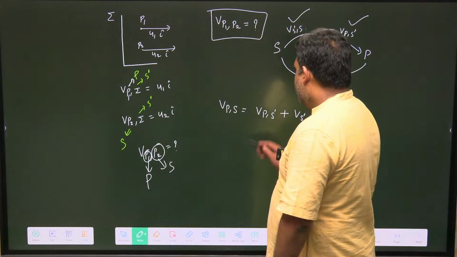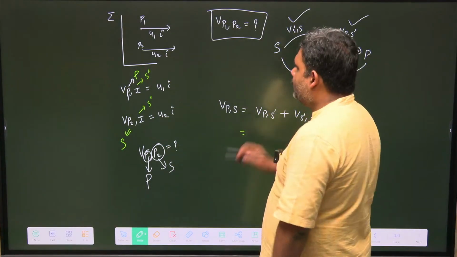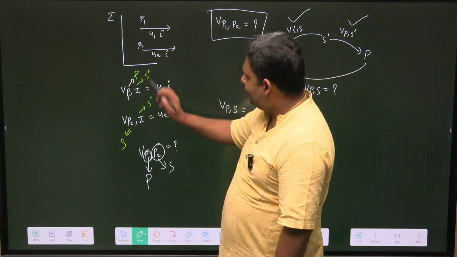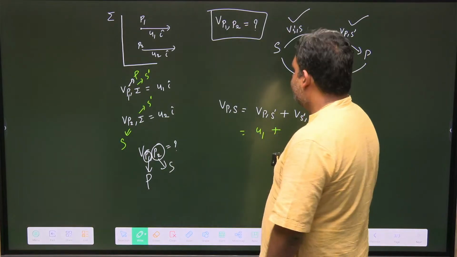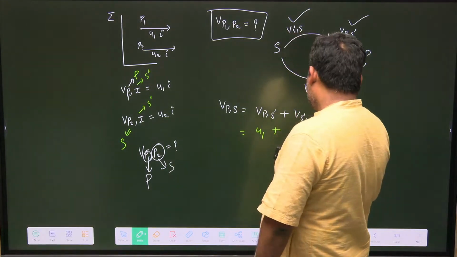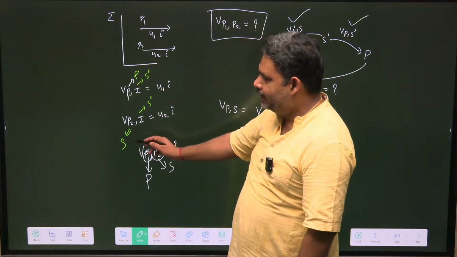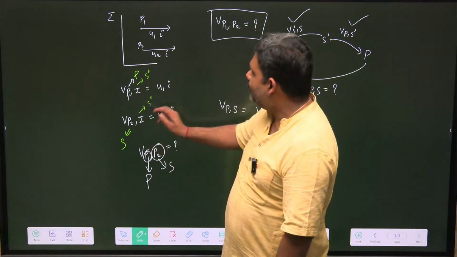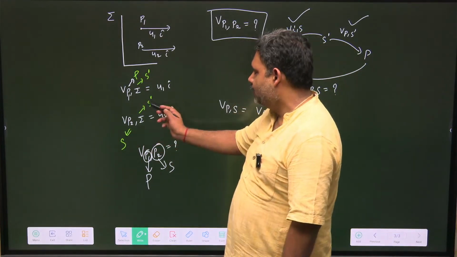Now, you can just use the code velocity of particle with respect to S dash. So velocity of particle with respect to S dash, this is your U1 plus you have to go for velocity of S dash with respect to S. But here you can see it is given velocity of S with respect to S dash.